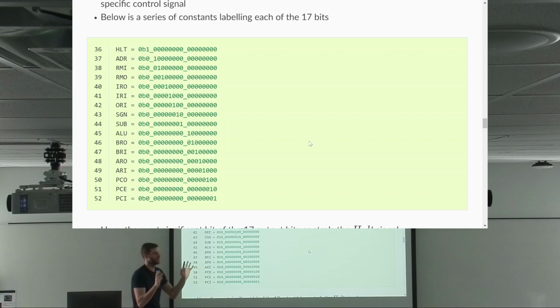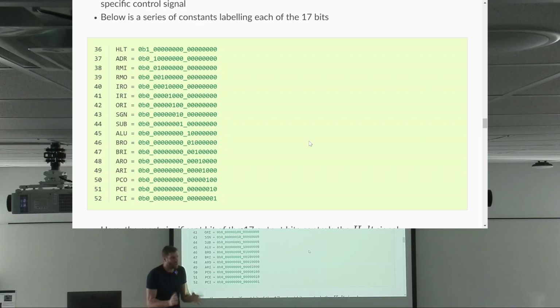Try not to get so focused on, oh, but that's just a number. Yes, but it's the bit patterns that I care about. Bit patterns here are very important, right? So here's my series of constants: halt, address register, RAM in, RAM out, instruction register out, instruction register in, output register in, sign, subtract, ALU, B register out, B register in, A register out, A register in, program counter out, program counter enable, program counter in. There we go. One bit for each of the 17 control signals would be high.